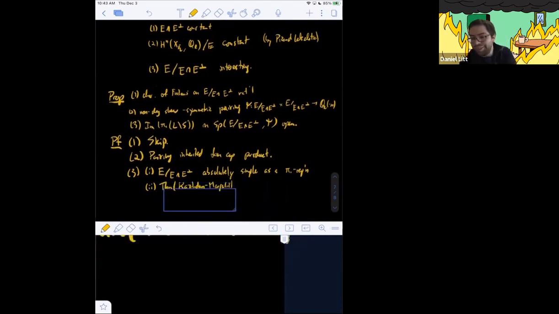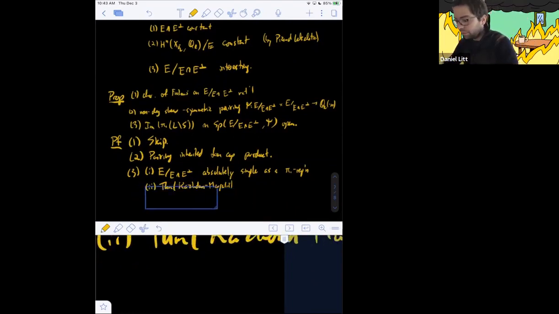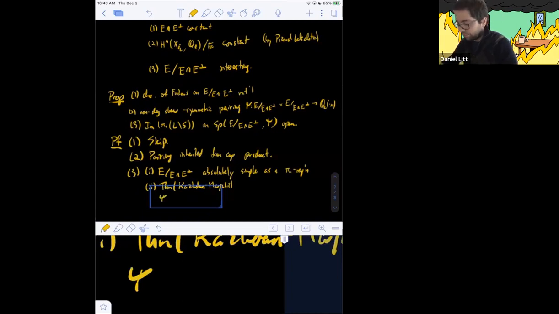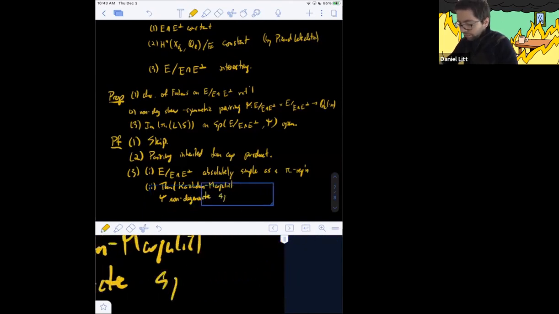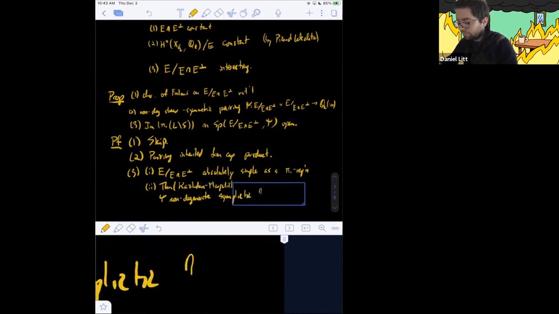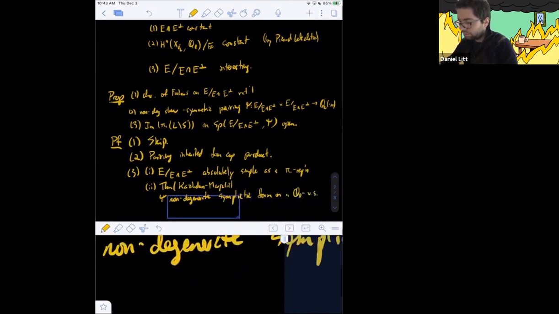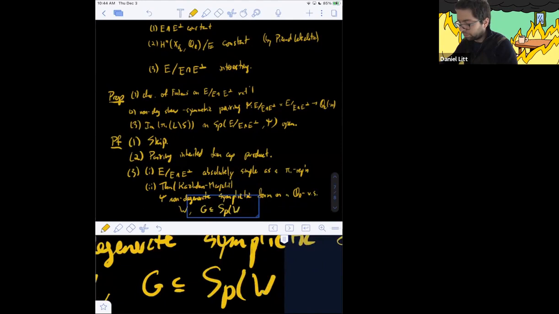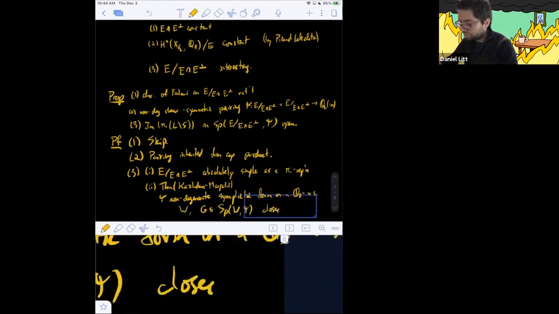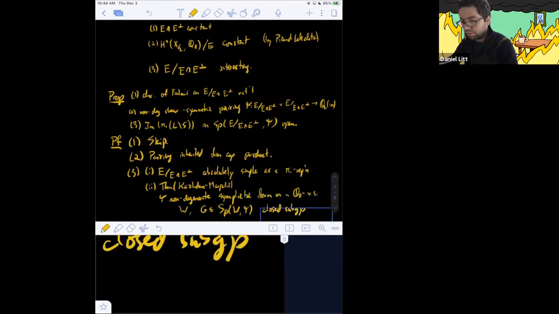Once you've shown this, I mean, this is more or less going to be, yeah, how should I say this? So let me write it down carefully. So suppose that C is a non-degenerate symplectic form on a vector space W, and G is a closed subgroup of SP of WC, with the following properties.